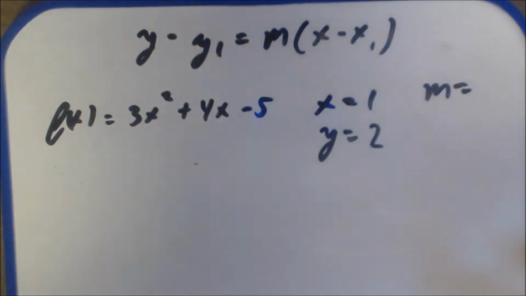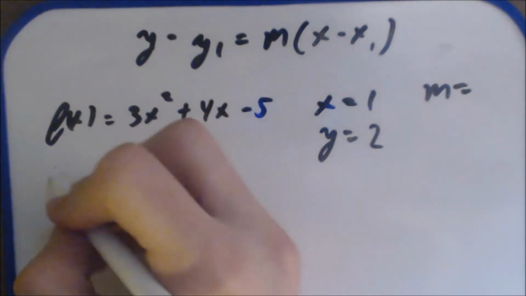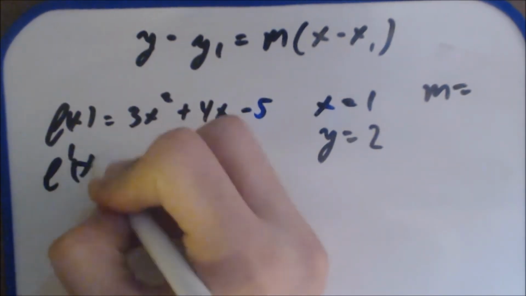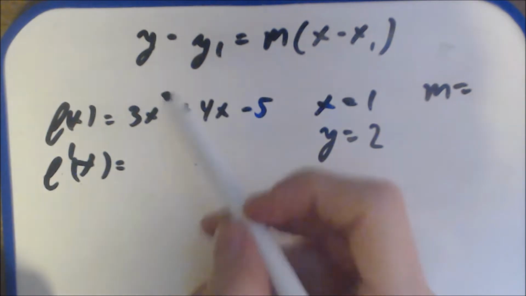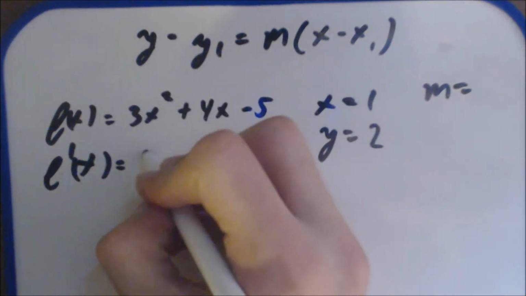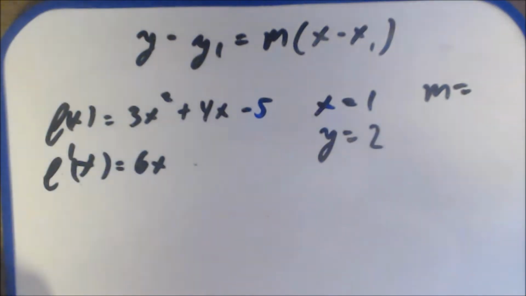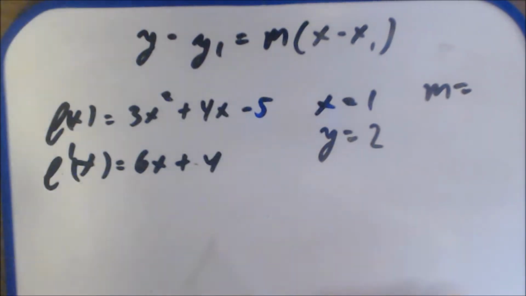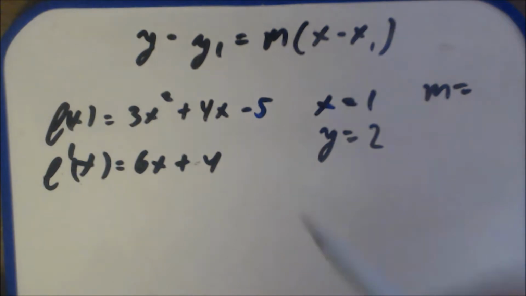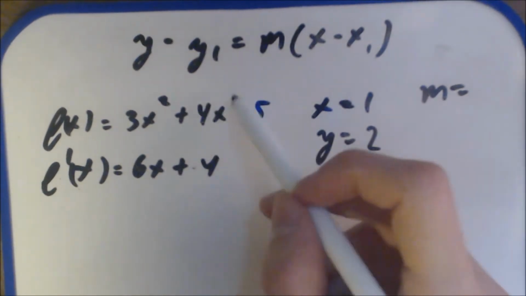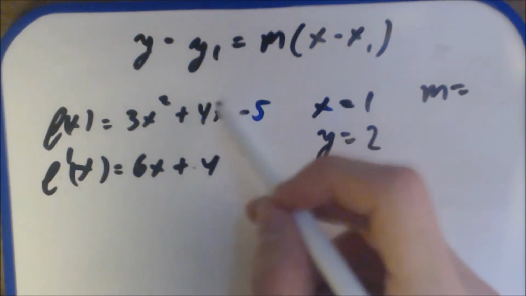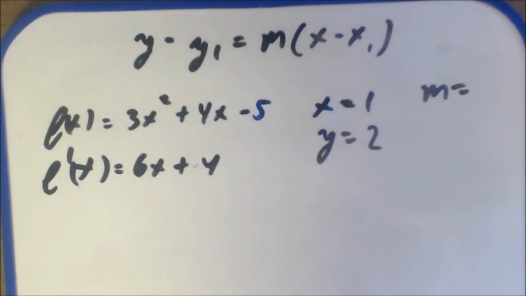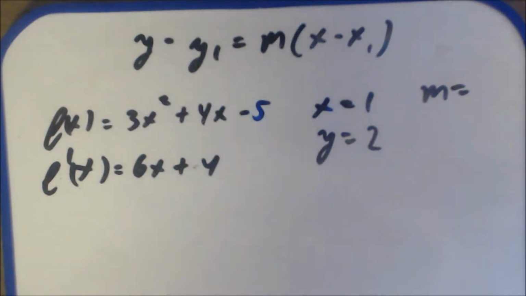Now, for m, we need to find the first derivative of this, and we're going to be using the power rule to find this. 2 times 3 is 6, minus 1 to the exponent is 1, and then plus 4, and then that's the first derivative. That's pretty simple, because 1 times 4 is just 4, and then minus 1 is 0. That just gives it the x, and the 5 is just a constant.